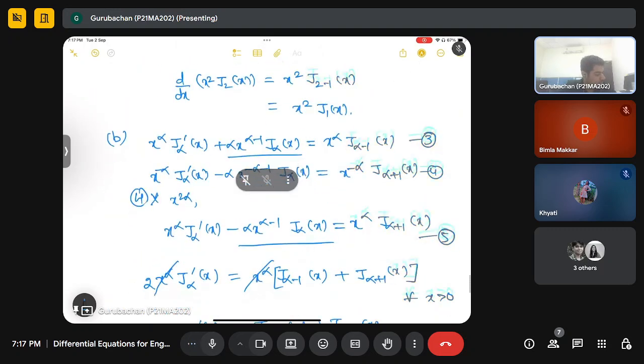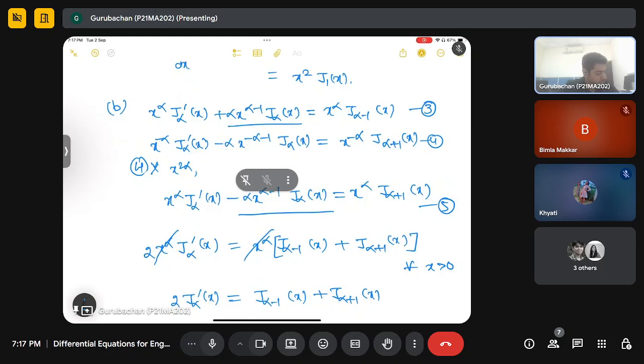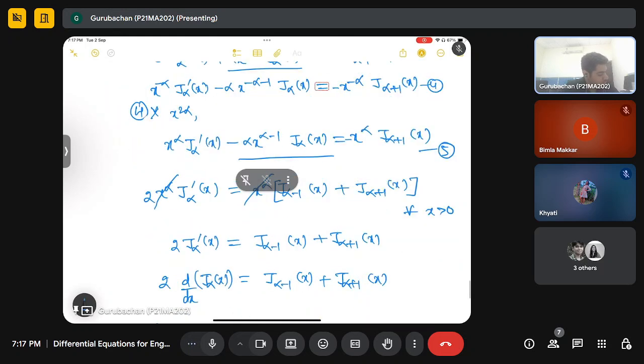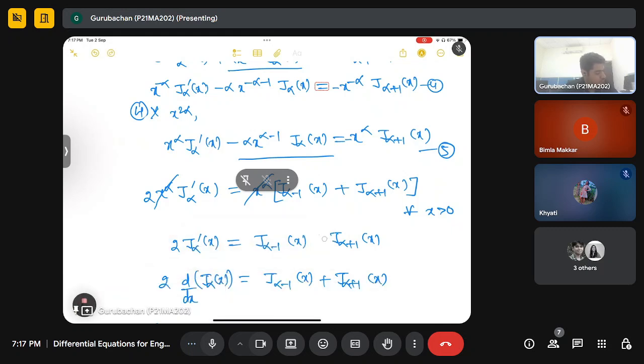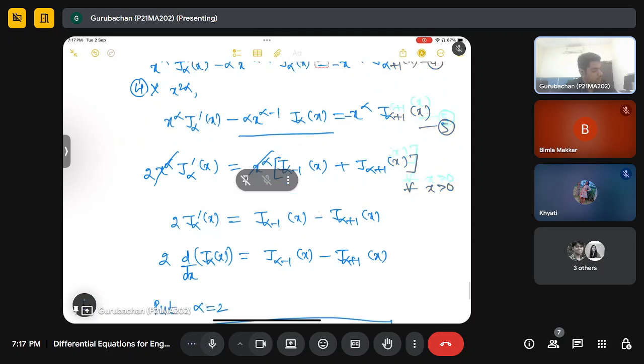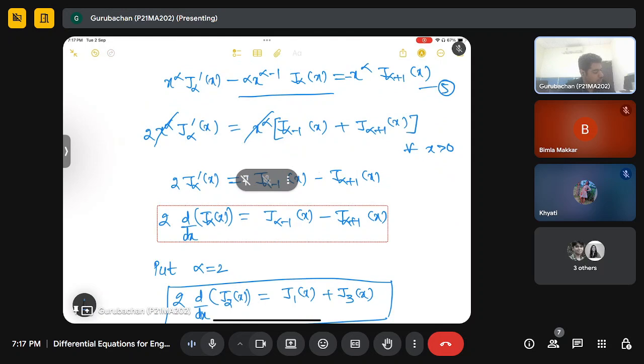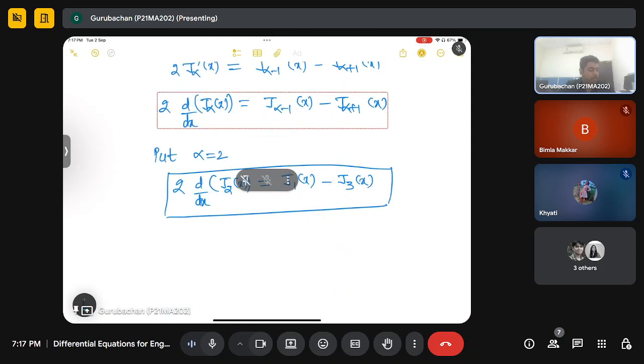So here there is some typo, because here it's minus. So this will be minus, this will be minus minus, and the conclusion will also be minus. So we have proven the relation.